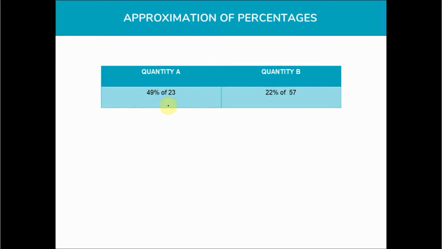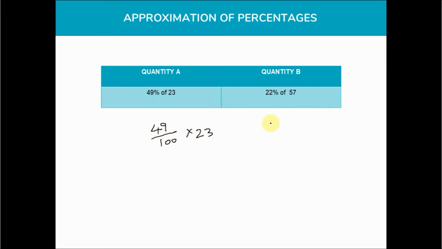Again, approximation of percentages, something like this: 49% of 23, 22% of 57. See how I am going to calculate. As I have been telling students, percentages, normally you can do the calculation faster, provided you know how to split them into standard percentages such as 1% of a number, 10% of a number, 100% of a number, and so on. I'll be doing a separate webinar on percentages. For now, see how I'm attempting this question. 49% of 23, the normal procedure will be 49 by 100 times 23.